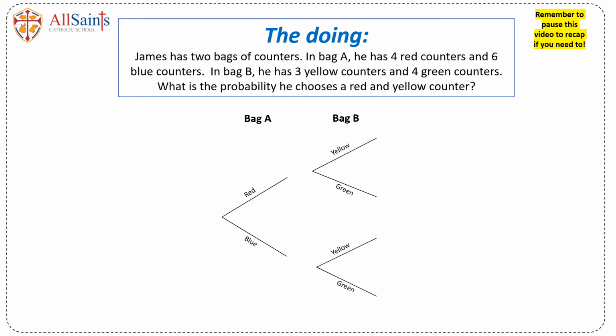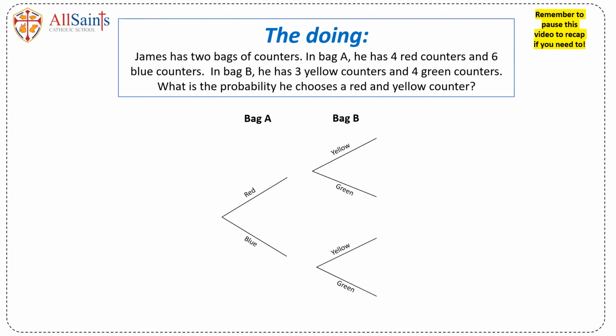Let's have a look at a question. James has two bags of counters. In bag A, he has 4 red counters and 6 blue counters. In bag B, he has 3 yellow counters and 4 green counters. What is the probability he chooses a red and yellow counter?